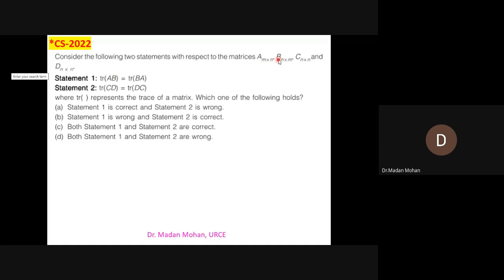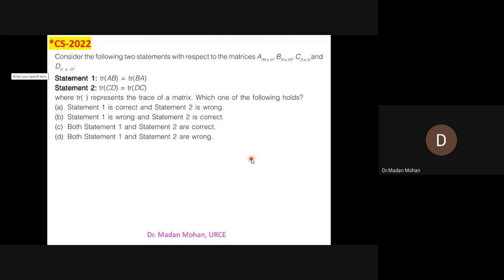What is the order of BA? N cross N. So for BA, the left side is M cross M and the right side is N cross N. The orders differ. Okay, now coming to C and D. C is N cross N, D is N cross N. What is the order of CD? N cross N. Order of DC? N cross N. Very good. Here orders are the same. Here orders differ. Now tell me the answer.